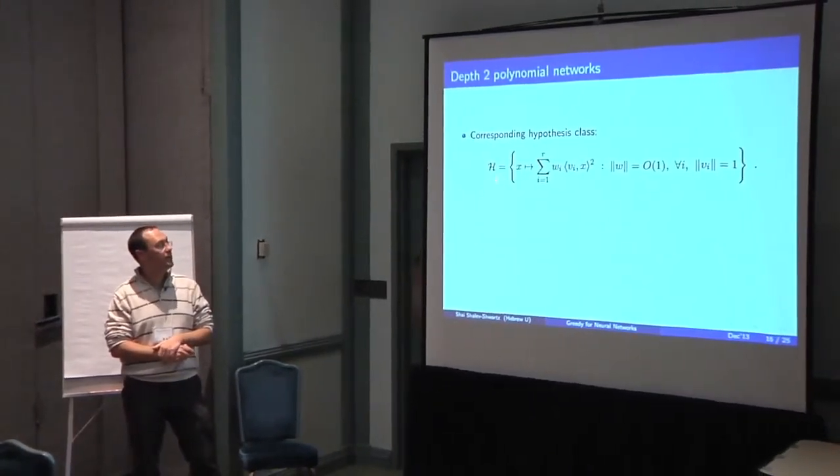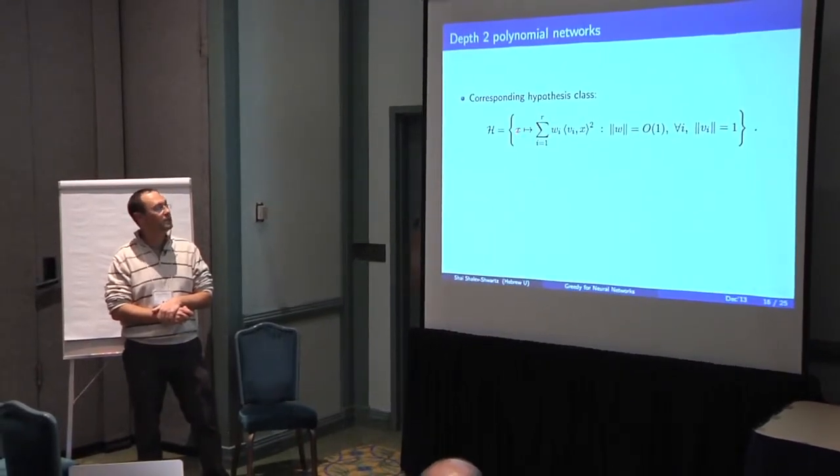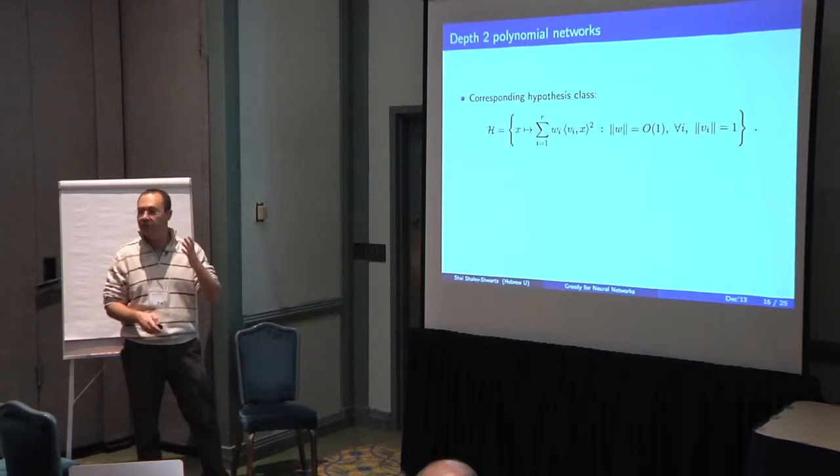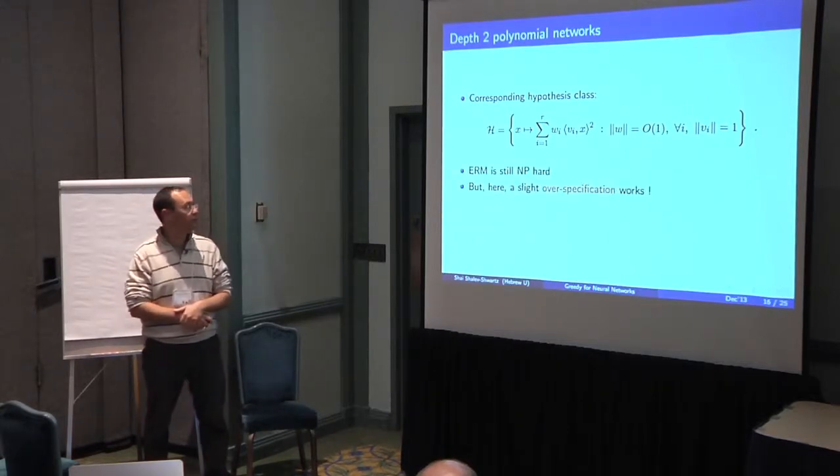And formally, we take the hypothesis class to be the functions that map x into the sum of R elements, where R is the number of hidden neurons, of w_i times (v_i·x) squared, and we put restrictions, as usual in neural networks, on the two norms of the weights. We want the two norms of the v_i's to be exactly 1, and for the output layer to be order of 1. Okay? So this is the type of networks that we would like to learn.